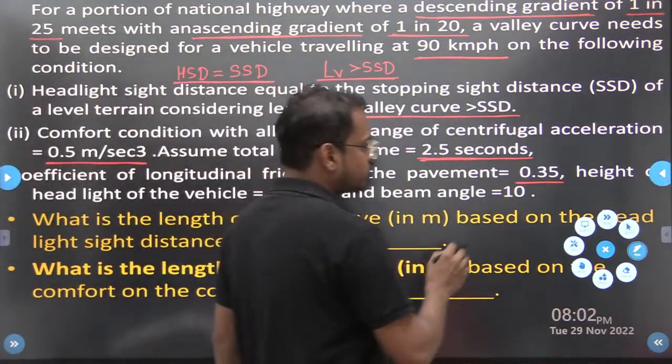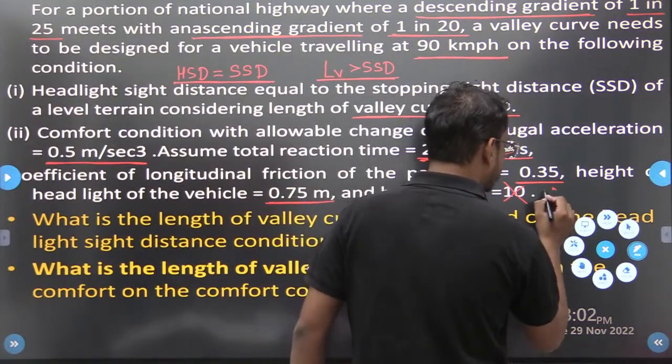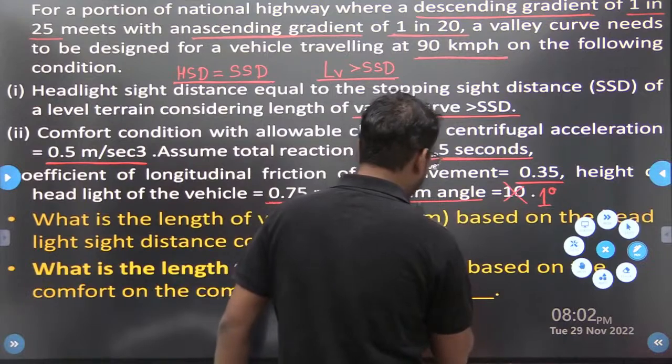Beam angle, it's not 10, beam angle is 1 degree is given. It's not 10, it's 1 degree. Beam angle 1 degree is given. Beam angle, that means value of beta. Beta value is already given.